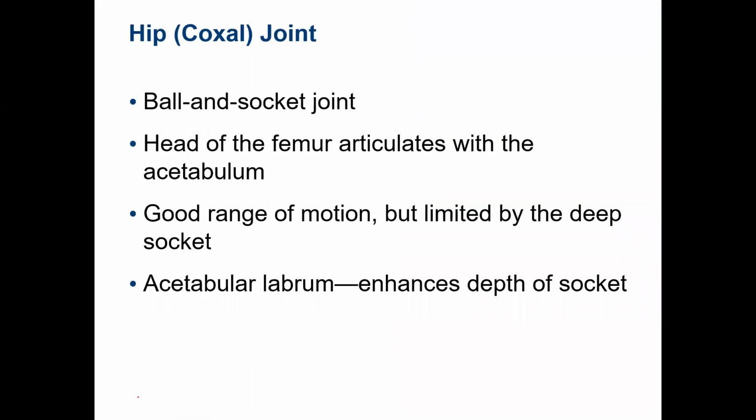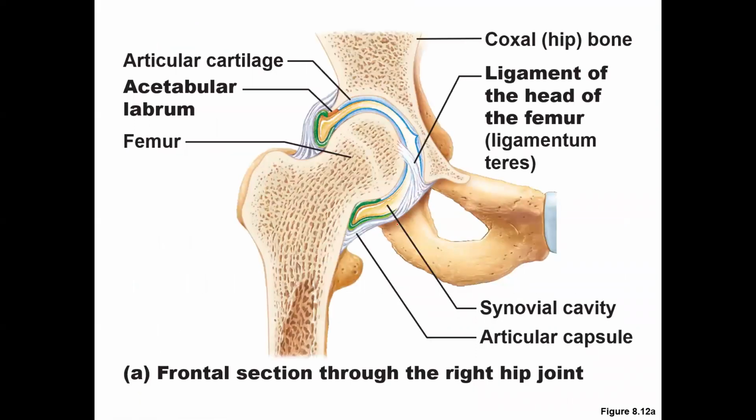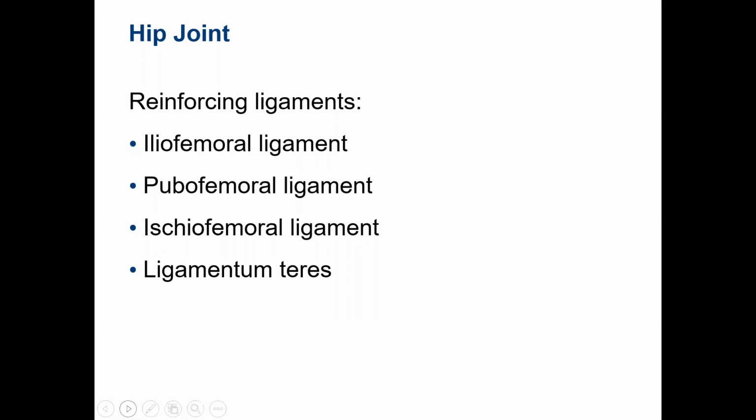The hip joint, another ball and socket joint, it's freely movable. It's not as movable as the shoulder because this acetabular labrum enhances the depth of the socket. You see that right there? Reinforcing ligaments here between the ilium and the femur, the pubis and the femur, the ischium and the femur, ligamentum teres. Those are great. They help reinforce the joint.